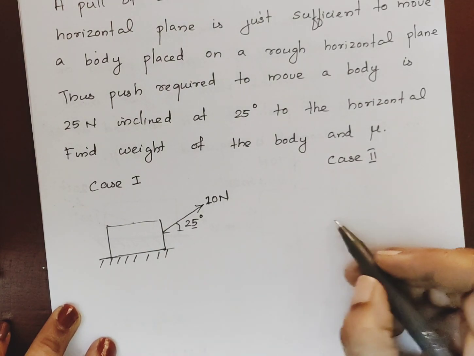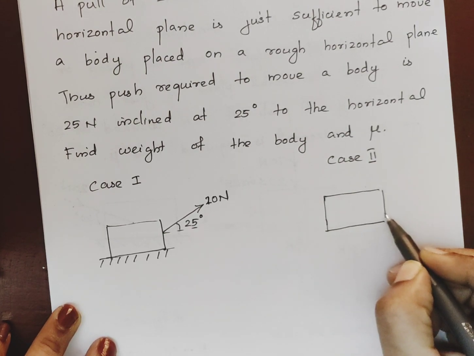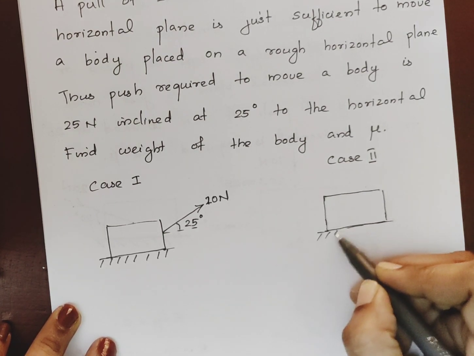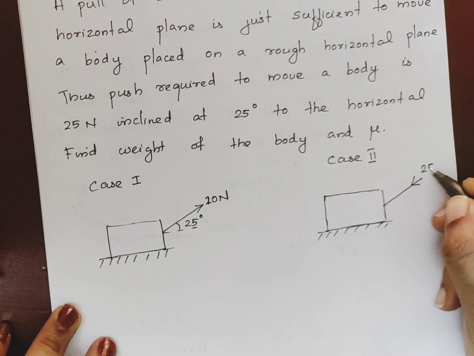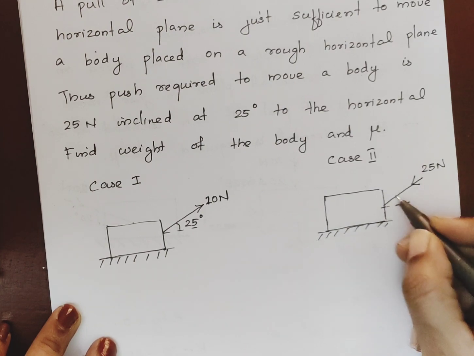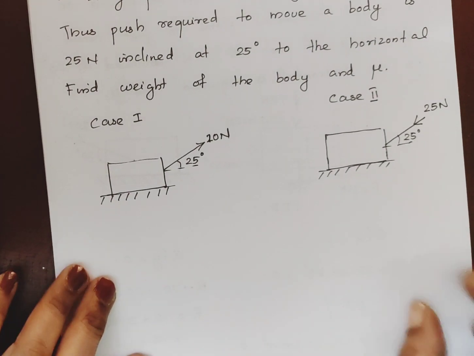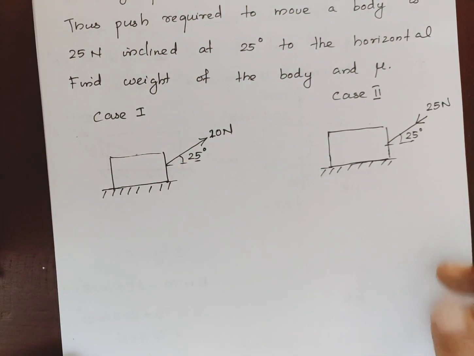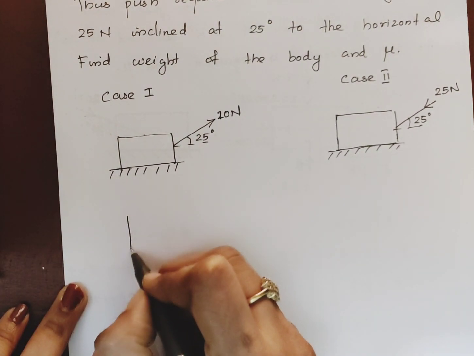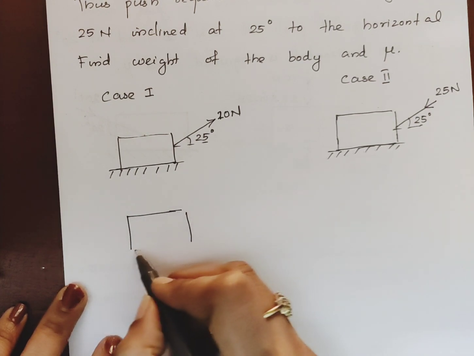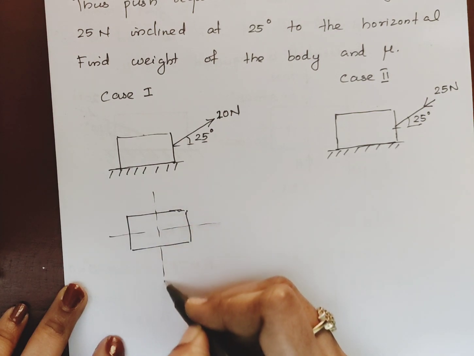That is case 1. In case 2, the same block is applied with a push inclined at 25 degree. So these are the two different cases. So now you have to draw the free body diagram. So in case 1, this is your x-axis and this is your y-axis.